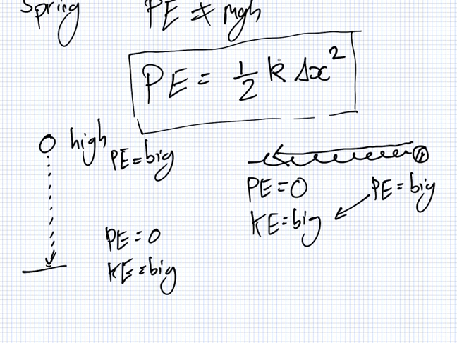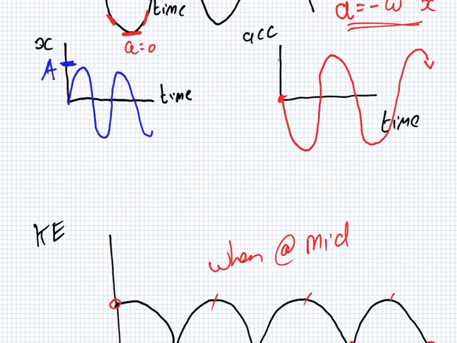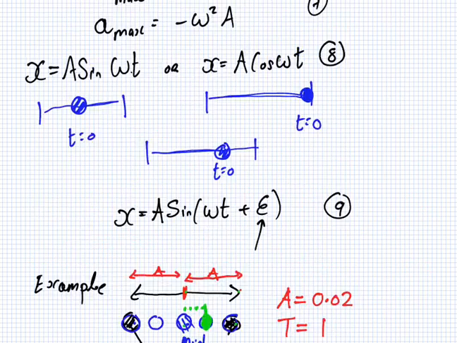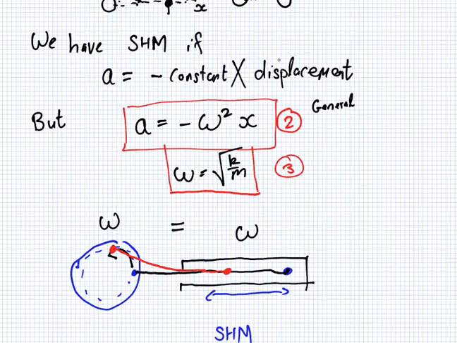Sometimes you don't know what the K is. Sometimes you only know what the omega is. But that's okay, because if I go back earlier, you can use this formula to change between K and omega. So if you don't know the K, you can find it from this formula if you know the omega and the mass.